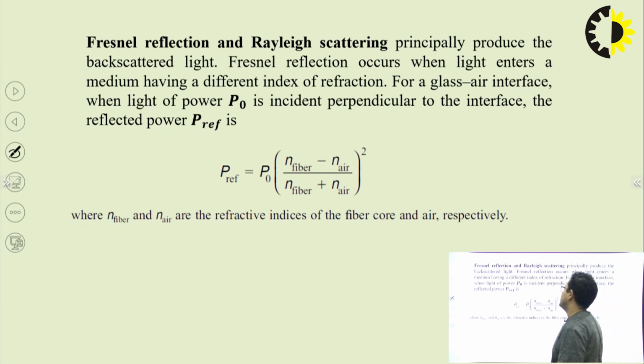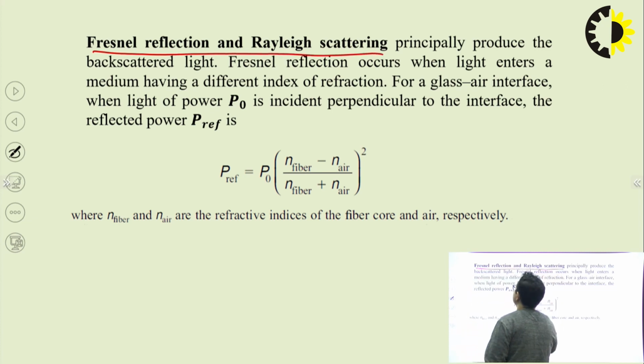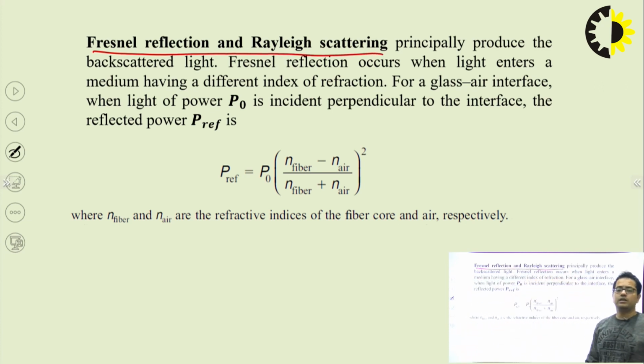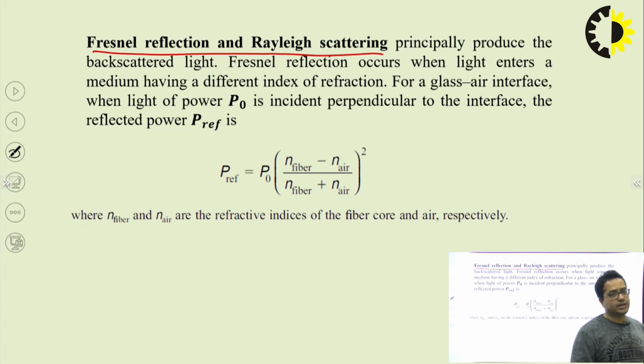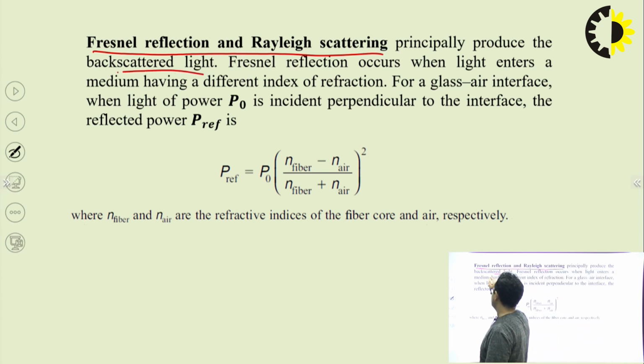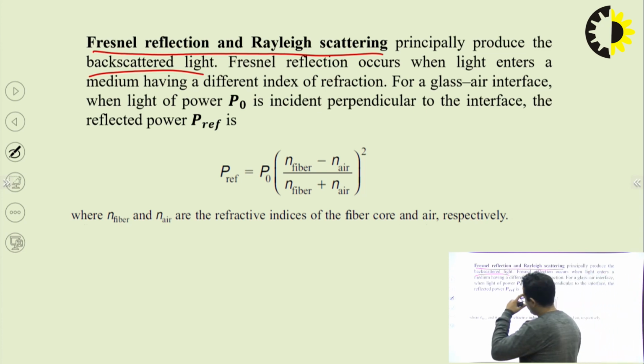Now what is associated with the curve? We have seen that there are two phenomena initially seen at the curve portion. One was the loss because of the Fresnel reflection, and the other was because of the Rayleigh scattering. These two principally produce the backscattered light. Because of these two phenomena, the light is scattered, and that scattered light gets backscattered and is measured by the OTDR.